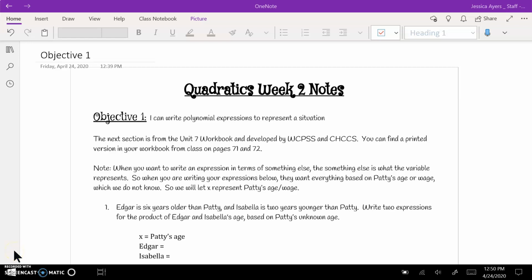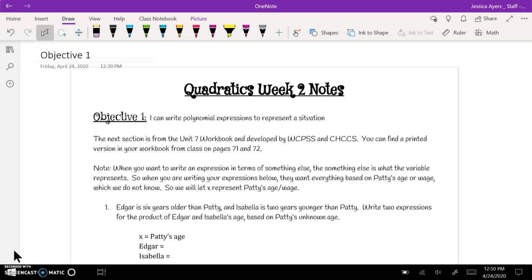So last week we started into quadratics and we started looking at the key features and all the things that make them up. And we also talked about different types of polynomials. So this week we're going to continue our conversations about quadratics and also practice writing expressions from a word problem, which is a skill that some of us need some extra help on.